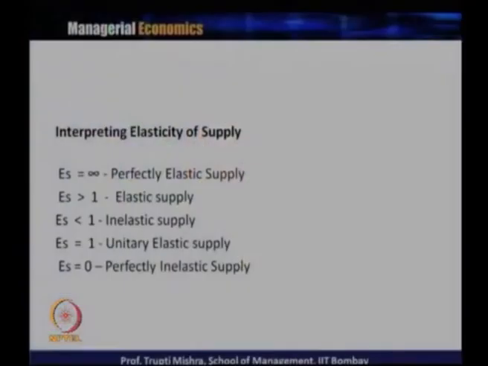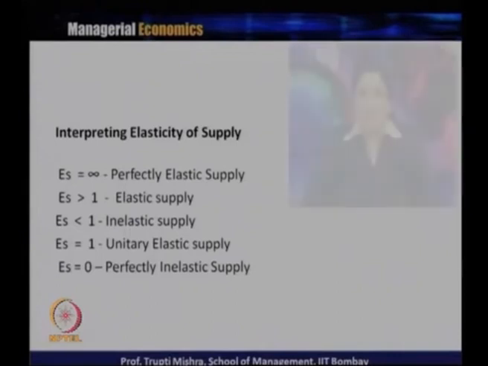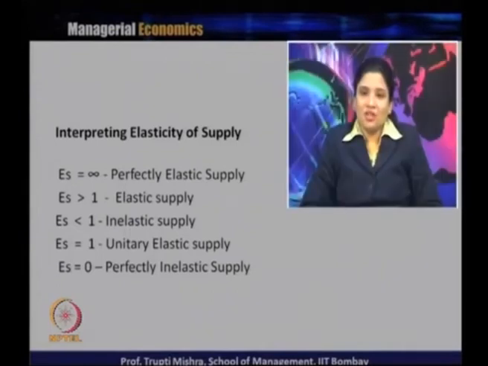If the elasticity of supply takes the value of 1, 0, infinite, less than 1 or greater than 1, how do we generally interpret the elasticity of supply? If elasticity of supply is equal to infinite, this is the case of a perfectly elastic supply. It means a small or negligible change in the price leads to a greater change in the quantity supplied. If elasticity of supply is greater than 1, it is a case of elastic supply, as we discussed previously.